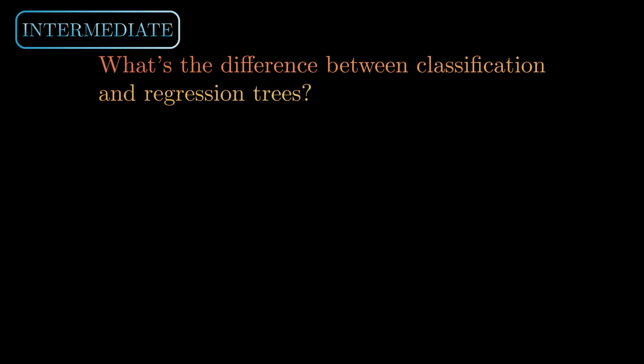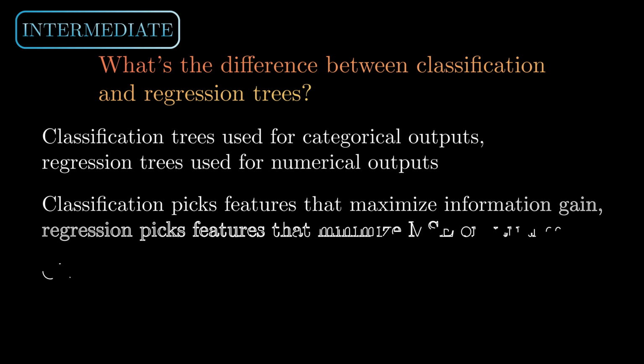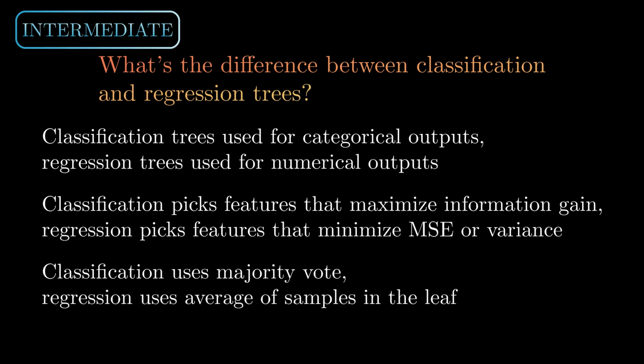Next, what's the difference between classification and regression trees? While both use similar algorithms to construct the tree, they differ in their output. Classification trees are used for categorical outputs. They predict the class or category of a sample. Regression trees, on the other hand, are used for continuous outputs. They predict a real number value.